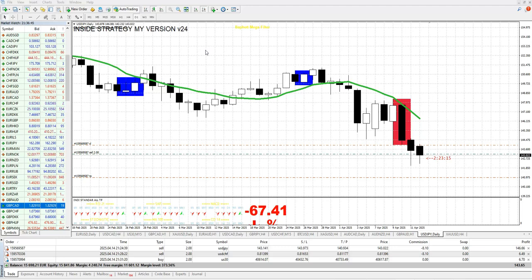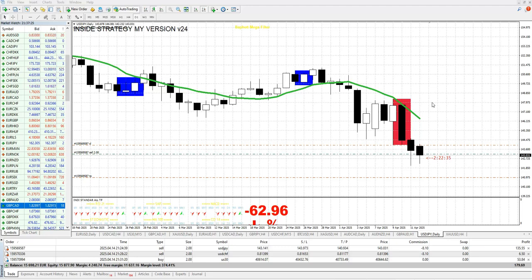It is based on a special pattern, the inside pattern, but I will not explain to you complicatedly which pattern this is, because we have a system which will help you. So when you see these boxes, blue and red, it means that the inside pattern already happened and now you are waiting only to take a trade.